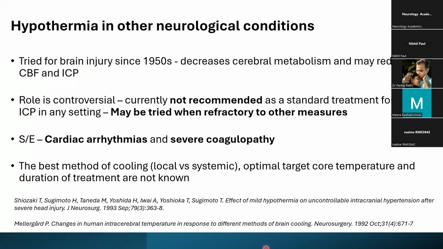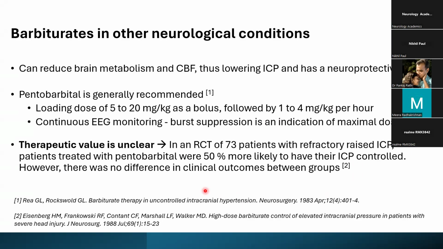Whereas in other neurological conditions, it has been tried for almost 75 years now. So it may be tried when refractory to other measures. It's not recommended as a standard therapy. There is always a risk for cardiac arrhythmias and severe coagulopathy. The targets and everything, again, are still unclear. So in refractory cases, it may be tried.